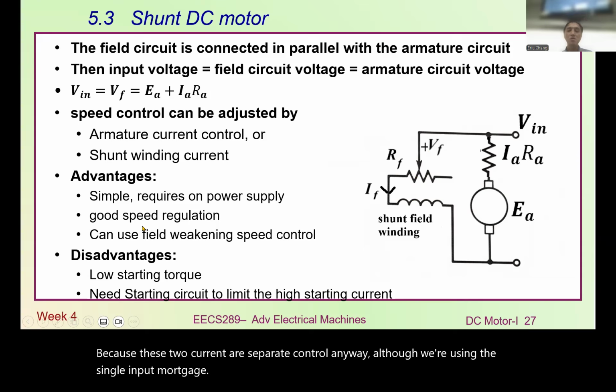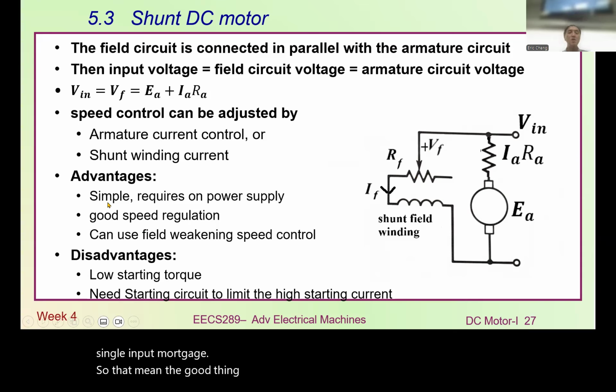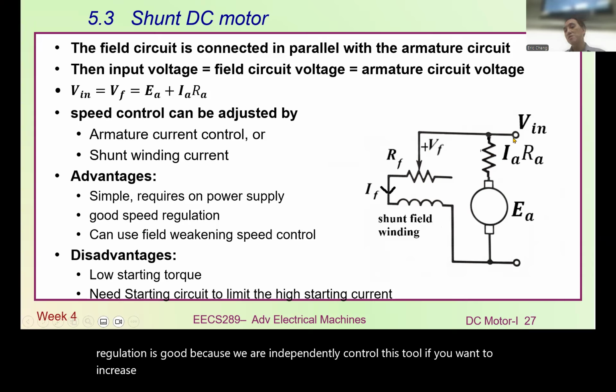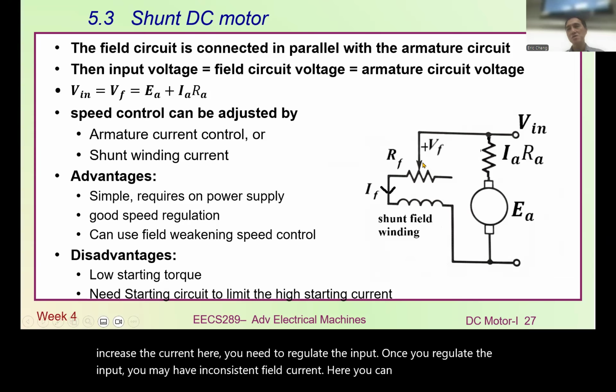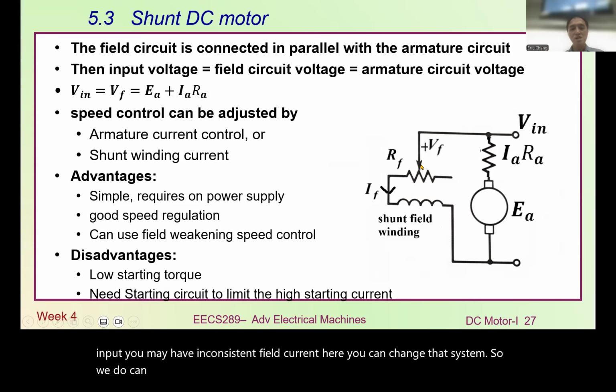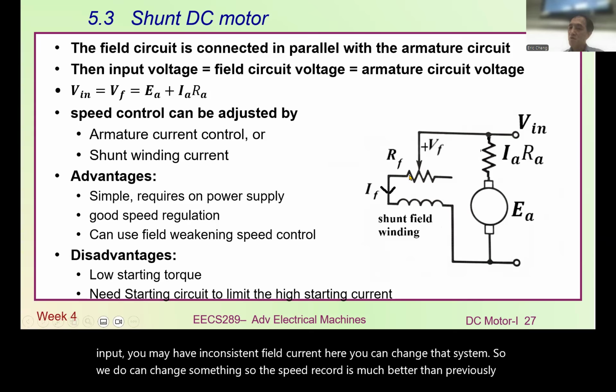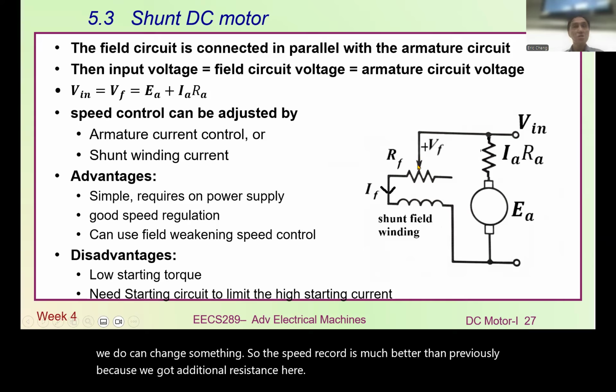The good thing, obviously, is that we only need a single power source. Speed regulation is good because we independently control these two. If you want to increase the current here, you need to regulate the input voltage. Once you regulate the input voltage, you may have inconsistent field current here, so you need to change that resistance. So we can change something. The speed regulation is much better than before because we have additional resistance here to control the field.